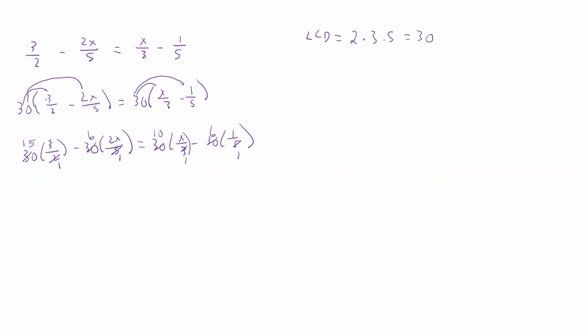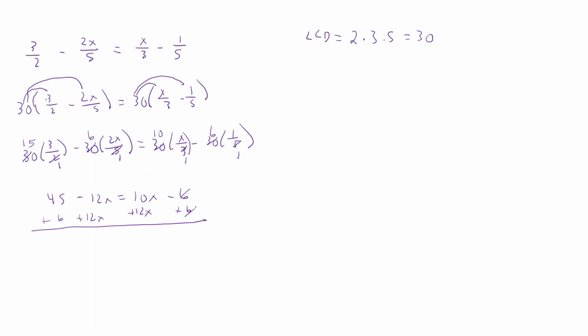So now we have 15 times 3, it's 45. And then minus 6 times 2, which is 12x. And then that equals, here we have 10x, and here we have minus 6. All right, so now what are we going to do? Well, I think what I'm going to do is add 12x to both sides, and let's add 6 to both sides.